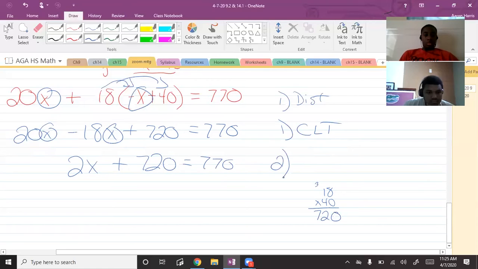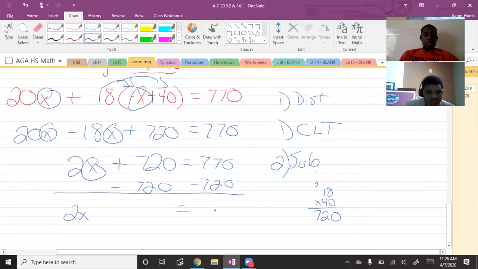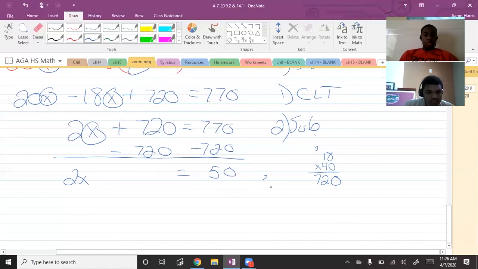Step number 2 is what? We want to subtract. Subtract what? This 720. Why? Because we need to remove all addition and subtraction. So bring down the 2x. 720 minus 720, 0. 770 minus 720 is what? 50. Does that make sense? Okay. Step 3 is what? We are going to divide. Divide by what? 2. So when I divide by 2, I get x is equal to 25.